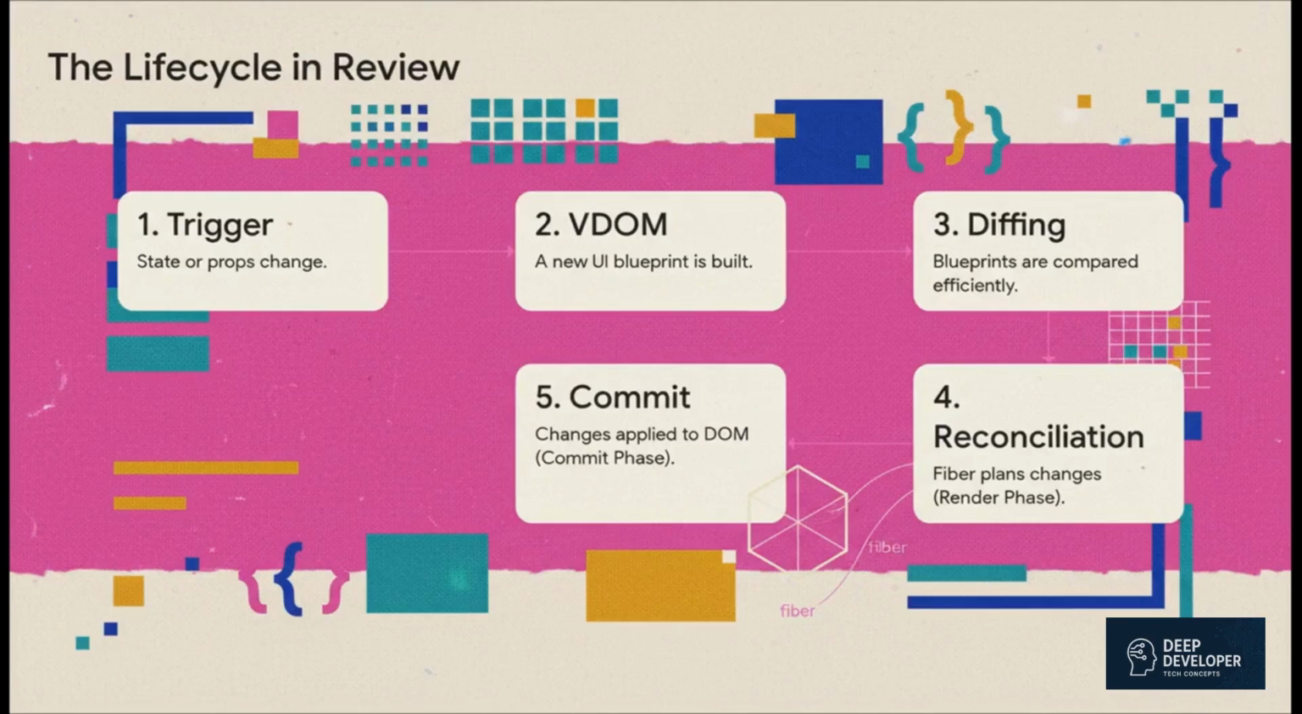So let's run through that whole journey one last time, just to lock it in. 1. A trigger, like a state or prop change, happens. 2. React builds a new VDOM blueprint. 3. It efficiently diffs the new and old blueprints. 4. The Fiber reconciler plans all the necessary changes during the interruptible render phase. And 5. It applies those changes to the real DOM during the synchronous, uninterruptible commit phase.